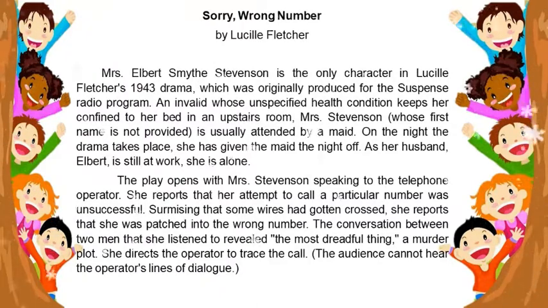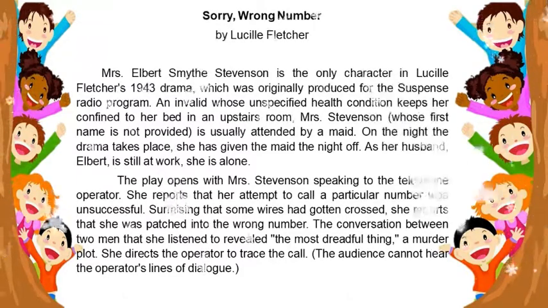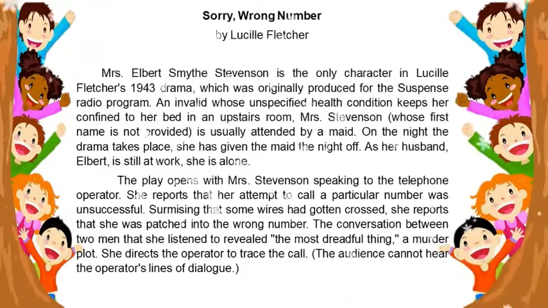The play opens with Mrs. Stevenson speaking to the telephone operator. She reports that her attempt to call a particular number was unsuccessful. Surmising that some wires had gotten crossed, she reports that two men she listened to revealed the most dreadful thing, a murder plot. She directs the operator to trace the call. The audience cannot hear the operator's lines of dialogue.